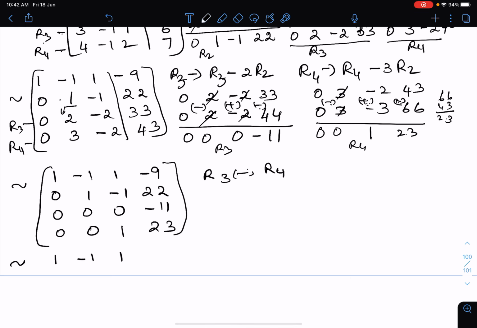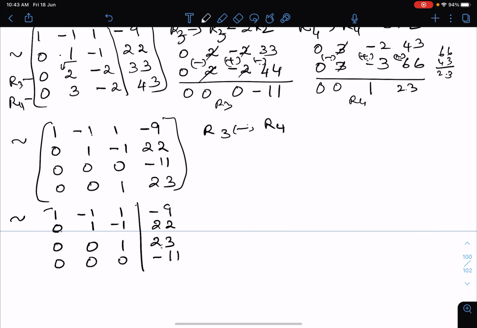After interchanging you will get an equivalent matrix: 1, minus 1, 1, minus 9. R2 remains the same: 0, 1, minus 1 and 22. Now R4 comes up: 0, 0, 1 and 23, and R3 goes down: 0, 0, 0 and minus 11. Drop the line. This is going to be your augmented matrix. Now have we reached our aim of getting row echelon form? Yes, it is over. This is our principal diagonal, and below the principal diagonal all these elements are 0. This is our row echelon form.